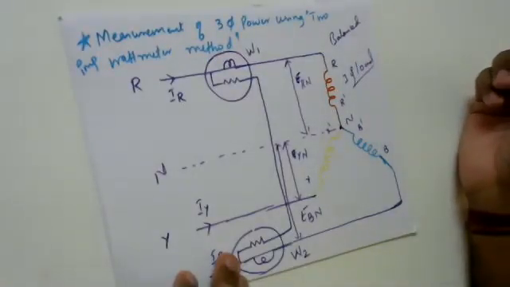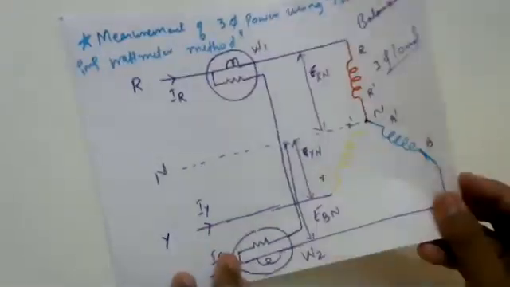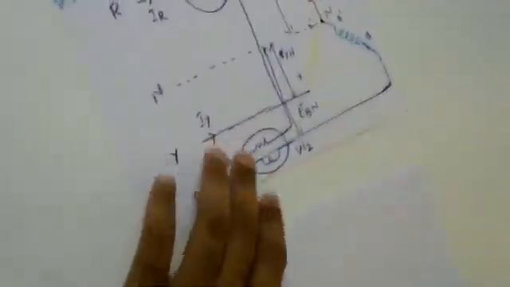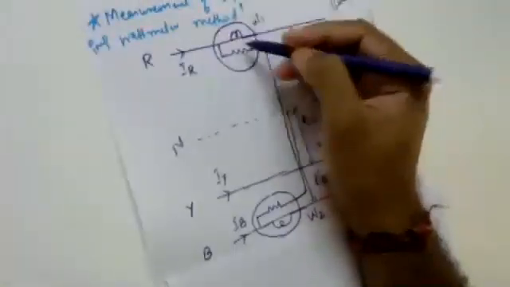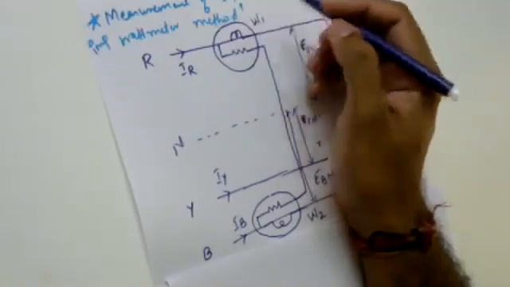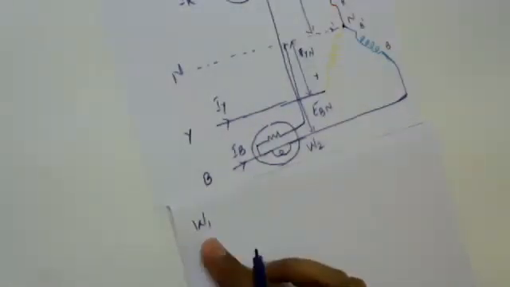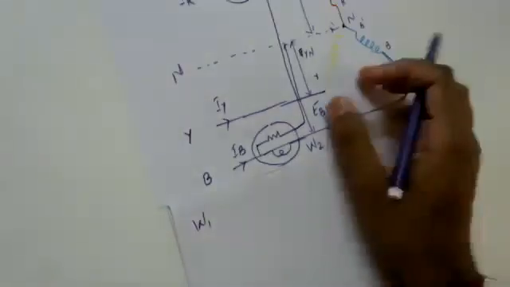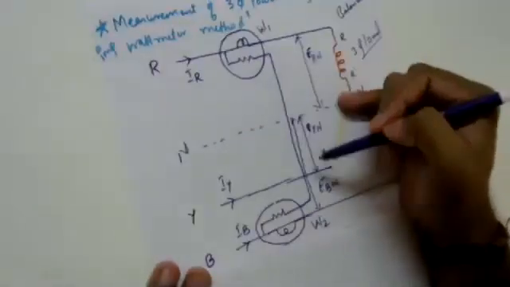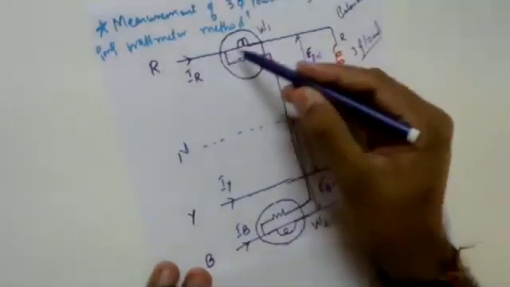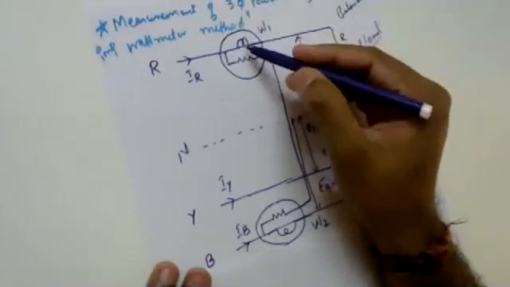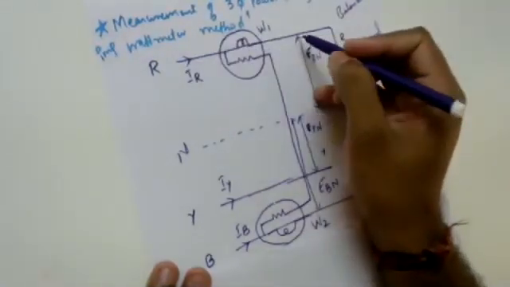Okay. So now we'll try to write the equation for the power being read by this wattmeter. What is the reading being read by this wattmeter? Now I can simply say that, as we know, W1 is wattmeter 1, which is going to read the power being consumed between the phase R and Y. Because for this wattmeter W1, the current coil is in series with the R phase.